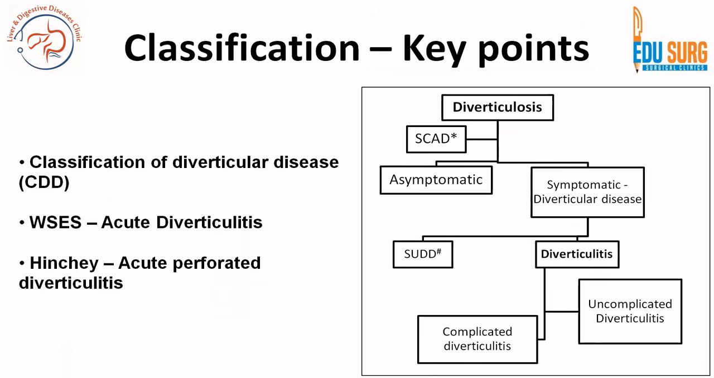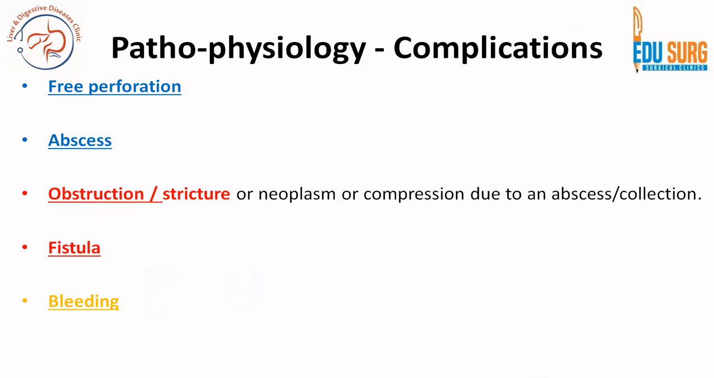Similarly, Hinchey's classification is basically for acute perforated diverticulitis. So that is something that you need to understand. So these are the three important classifications. There are a few more which are CT based and colonoscopy based. We'll see them as the video progresses.